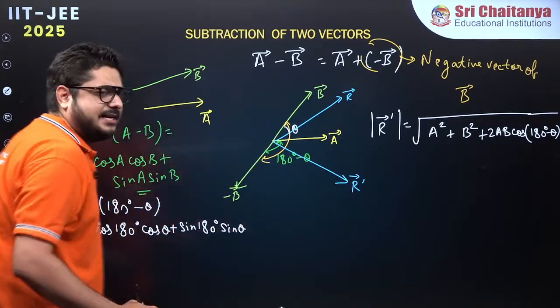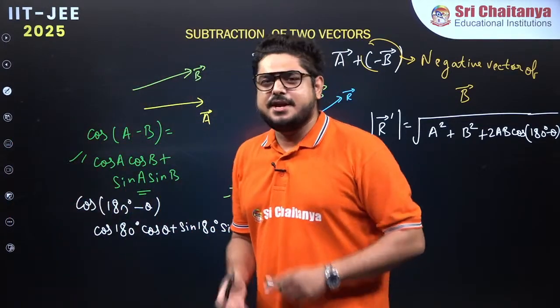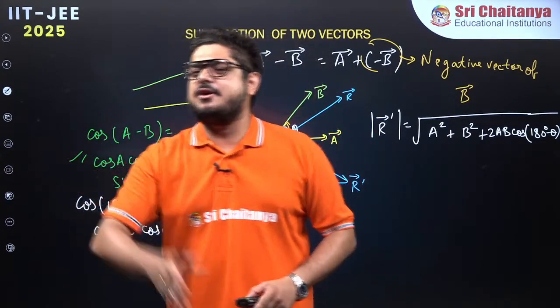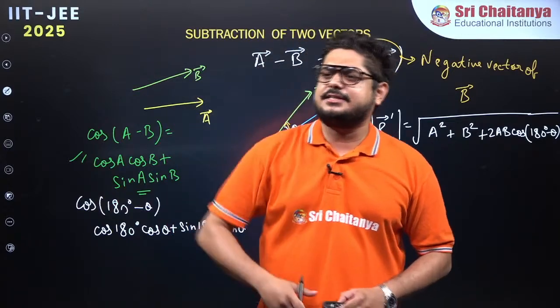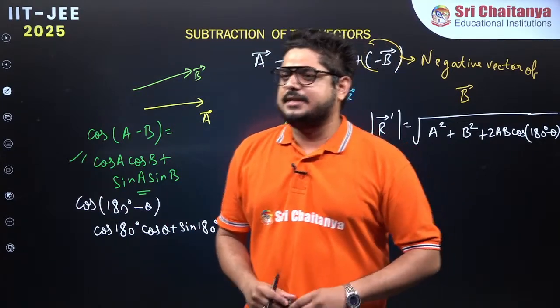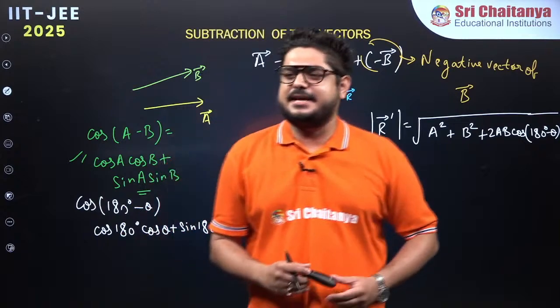So what is sine of 180 degrees? Sine of 180 degrees is 0, isn't it? And what is the value of cosine of 180? Write it down over there in the chat box, everyone. What is the value of cosine of 180?